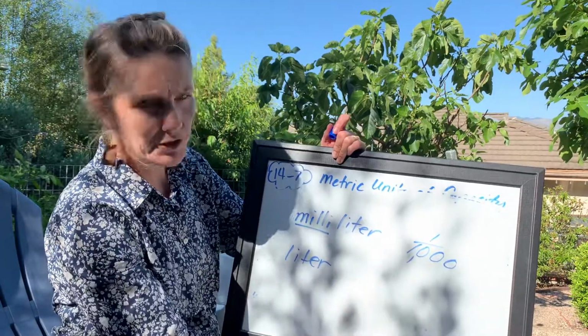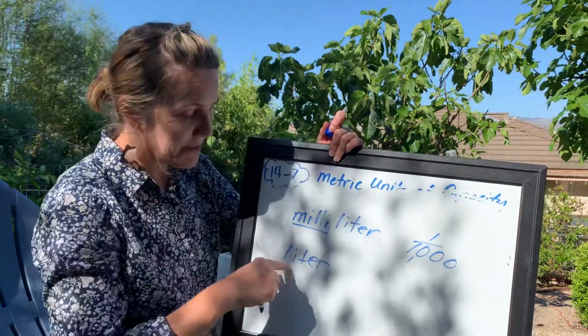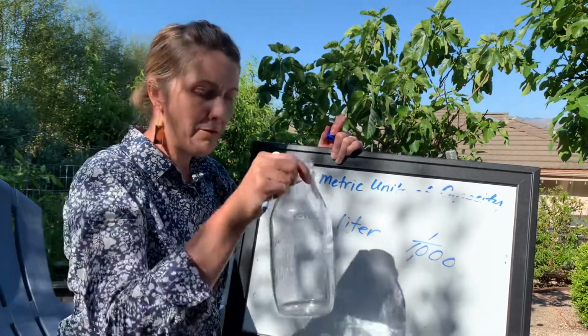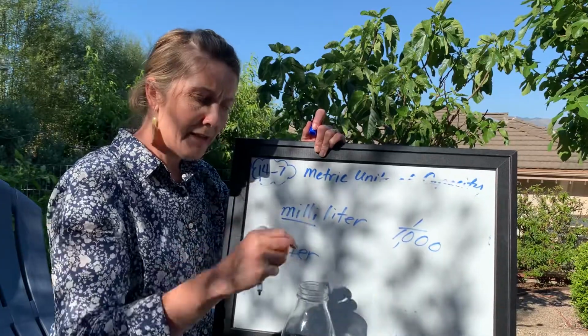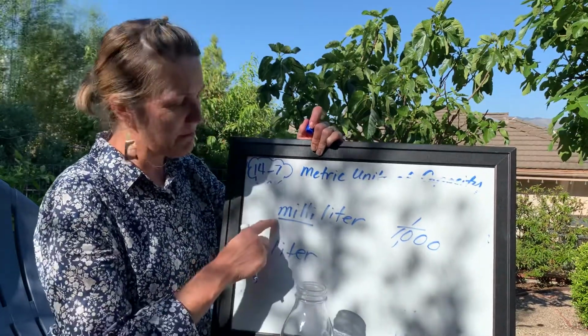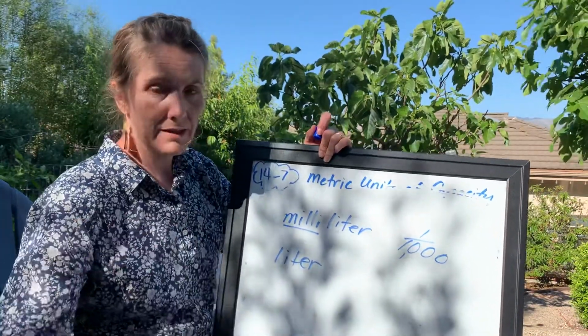And a liter is just 1. So there's 1,000 milliliters in a liter. If I were to use my eyedropper and fill this with water, it would take 1,000 of those drops, the milliliters, to fill a liter. And again, it's all based on, at this point, the liter.